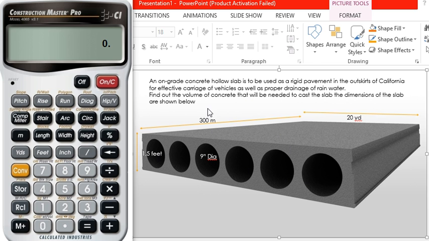What we're going to do is find the volume of concrete that will be needed to cast the slab. The dimensions are shown in the figure. 20 yards width, 300 meters length, with 1.5 feet depth, and the hole comprises of 9 inch diameter.